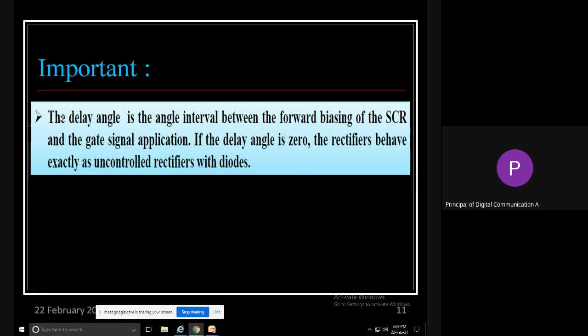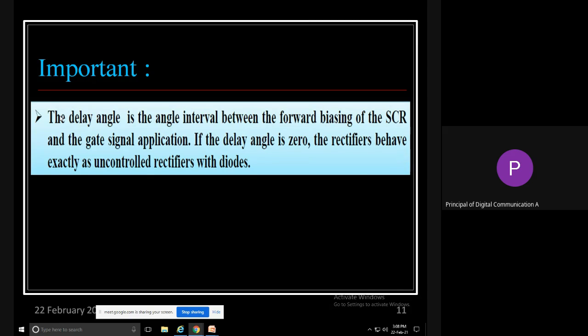If the delay angle is 0, म्हणजे झिरो मोमेंटलाच जर तुम्ही फायर केला, त्याच वेळेस जर गेट करंट अप्लाय केला, तर this rectifier will behave exactly as your normal rectifier. Normal rectifier means the uncontrolled rectifier with diodes. म्हणजे आपण जे डायोड वापरून रेक्टिफायर शिकलेलो आहोत, तर it will work in the same fashion. So this is very important. केव्हा? ज्यावेळेस फायरिंग अँगल 0 असेल तेव्हा.